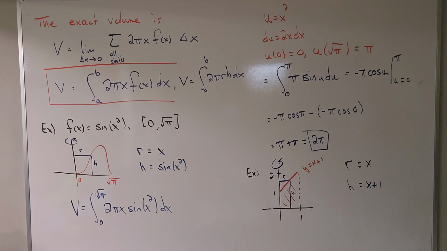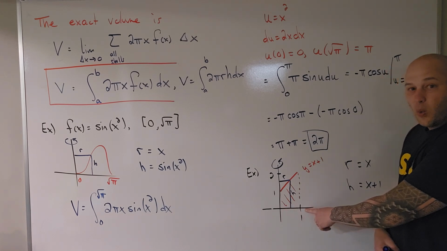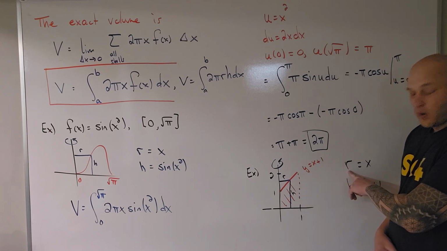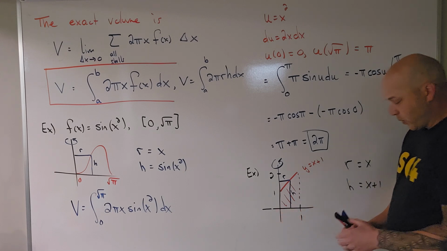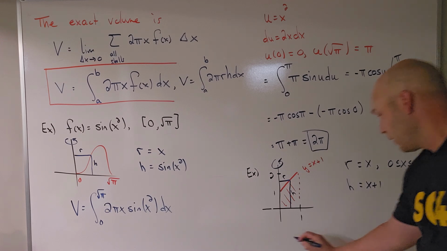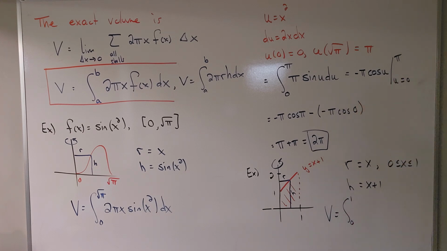And now for my limits of integration. What do my limits of integration go between? It should be fairly clear that it's 0 to 1, but let's see another way to look at that. What does the radius range from? The radius goes from 0 to 1. So therefore, the limits of integration go from 0 to 1. Therefore, my volume is the integral from 0 to 1 of 2 pi x times (x plus 1) dx.